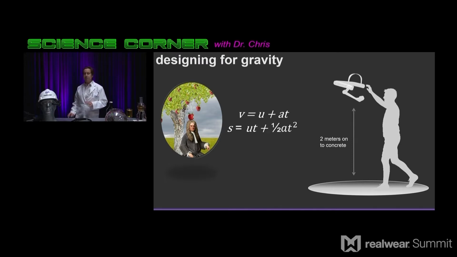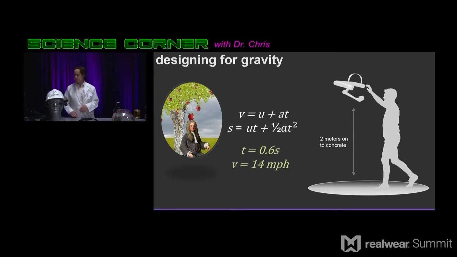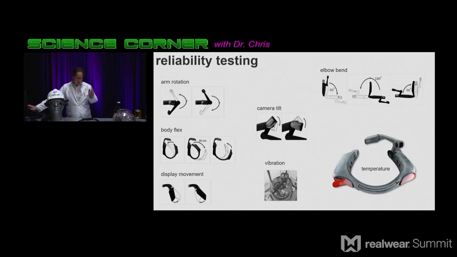So just for fun, we plugged those numbers into our system to come up with this. For a 2-meter drop onto concrete, it takes 0.6 seconds for our headset to hit the concrete. And when it hits the concrete, it is traveling approximately 14 miles per hour. Whether that's useful or not, I'm just throwing it your way, put it in your back pocket. It's good to know, right? So our device is designed for that.